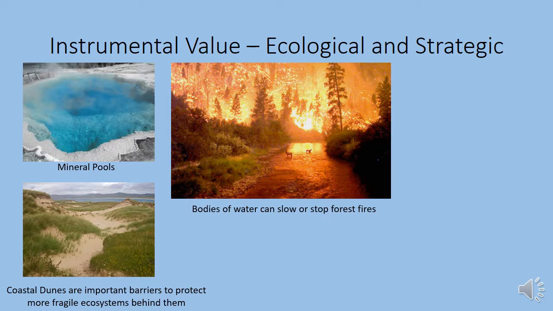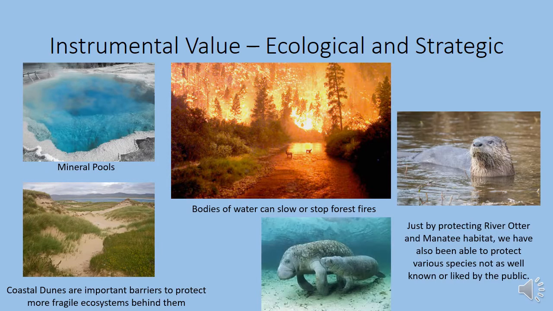Coastal sand dunes are really important barriers to protect more fragile ecosystems behind them. Like when a hurricane comes and the waves are getting big, the sand dunes, they can handle the salt and the waves, but maybe the stuff behind them can't handle the salt. And so they kind of protect, they lessen the impacts of the waves, and they absorb the salt and all that. So coastal dunes help protect fragile stuff behind them.